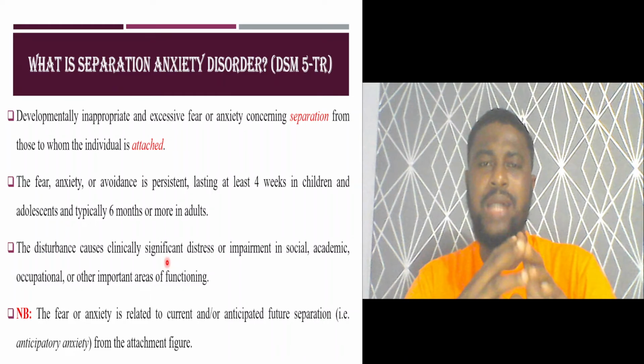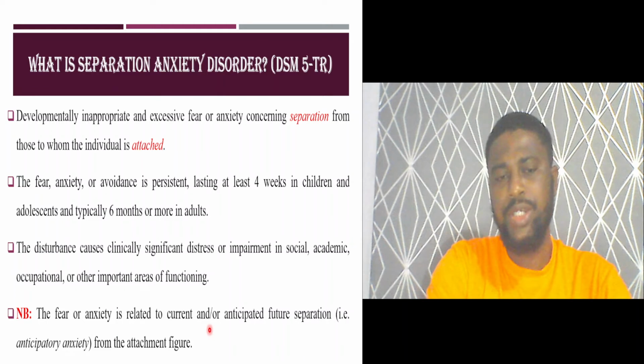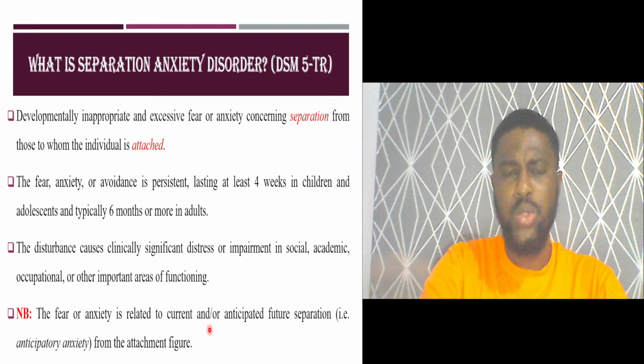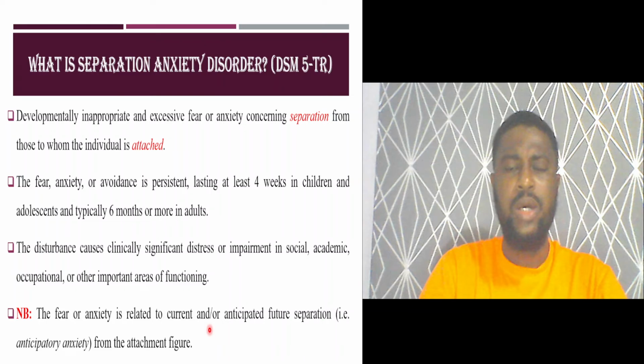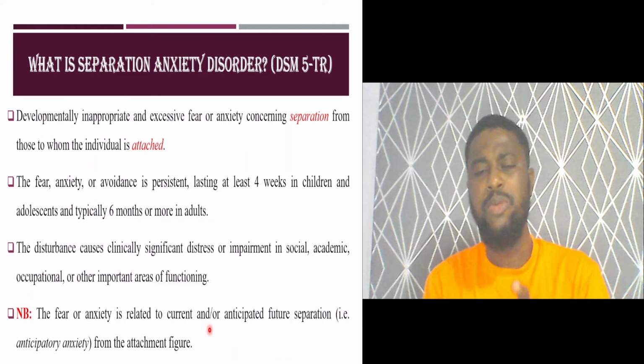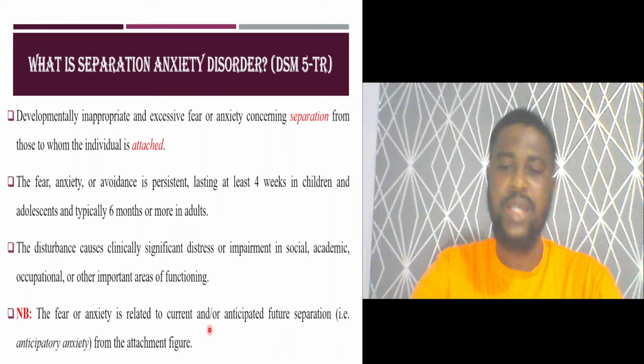Now, separation anxiety can be twofold. It may be related to parent separation, parents being taken away from the child or adolescent, or an adult losing someone or being separated from someone they have been so close to for a long time, and over the past at least 6 months or so, they've been struggling to deal with that separation that has happened. So the response to the separation is very distressing and is posing a lot of challenge to the individual. It may be related to current separation, or it may also be related to anticipated future separation.